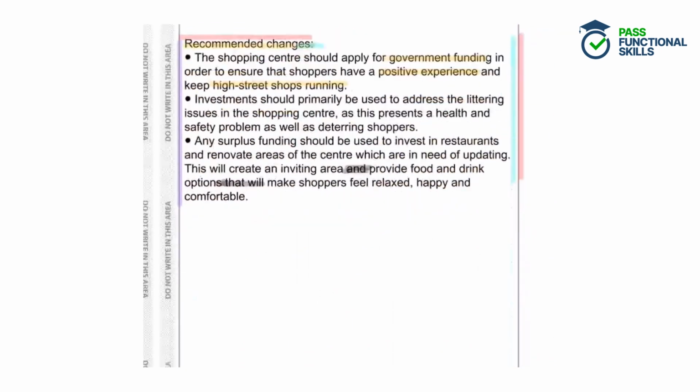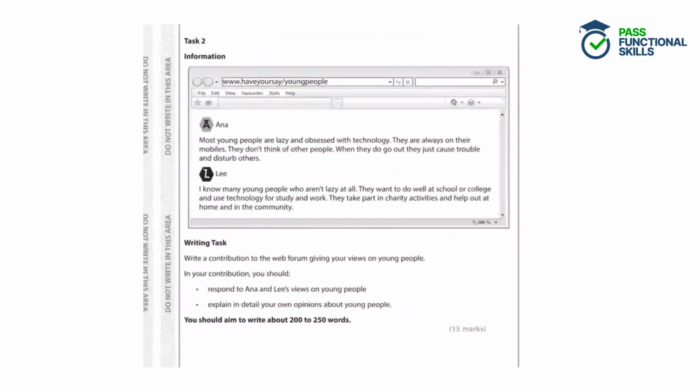Now let's take a look at the second task. So the information we've been given in this box here is from a forum and the website is Have Your Say About Young People. So Anna says, most young people are lazy and obsessed with technology. They are always on their mobiles, they don't think of other people. When they do go out, they just cause trouble and disturb others.